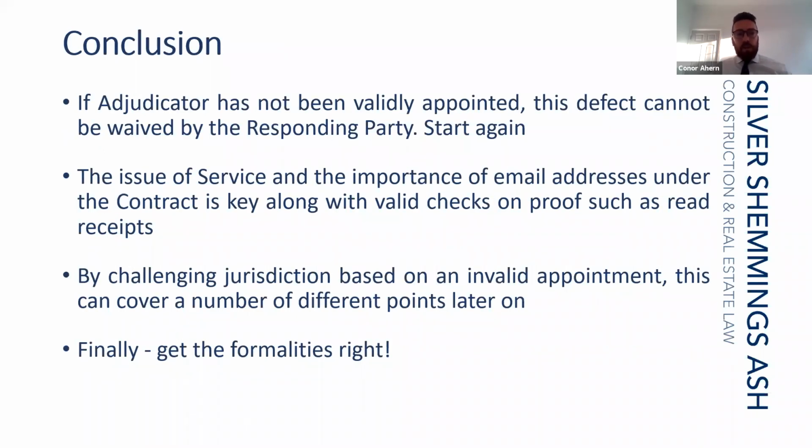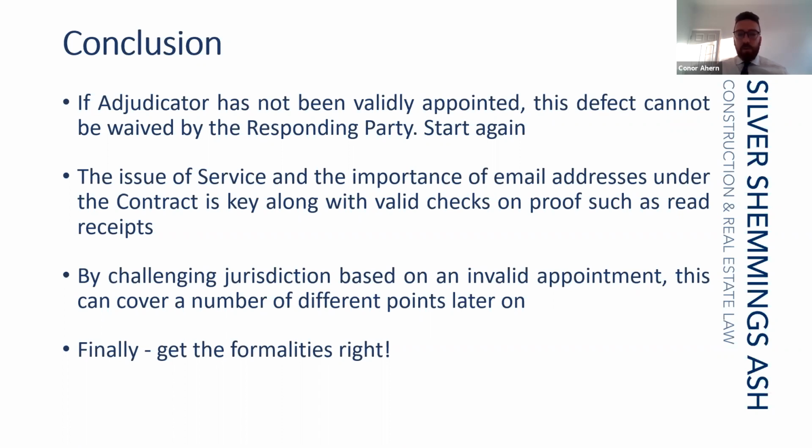Okay, so the takeaway from this case is that if the adjudicator has not been validly appointed, this defect cannot be waived by the responding party. Even if, I mean, the responding party is very rarely, if ever, going to want to waive any defect in the appointment anyway. So you'd have to start again and do it properly. Go back and issue the notice first, and then issue the request to nominate an adjudicator.